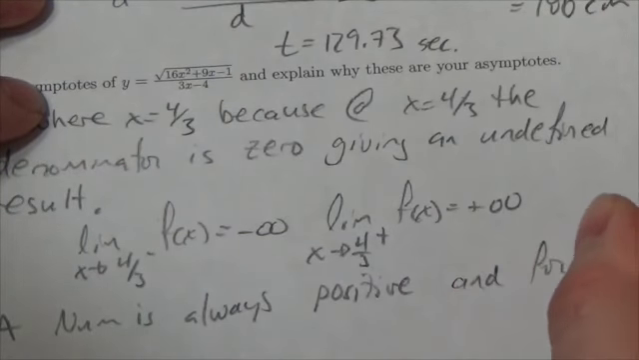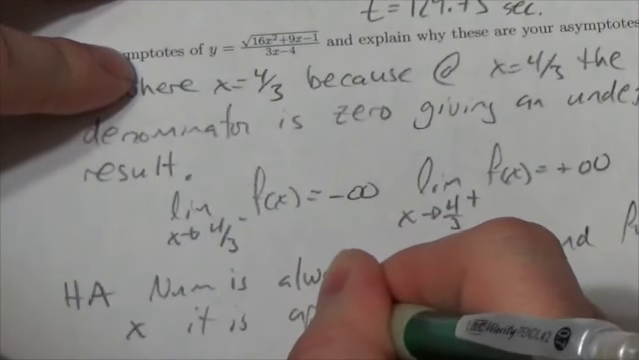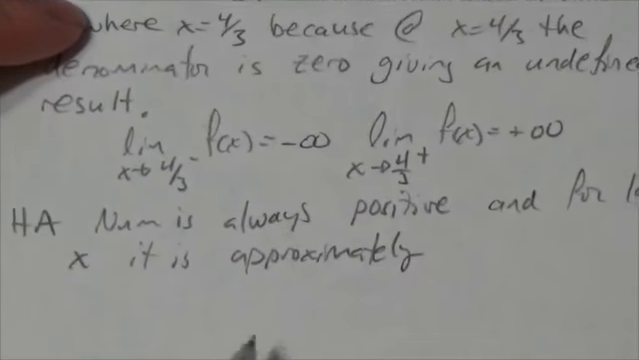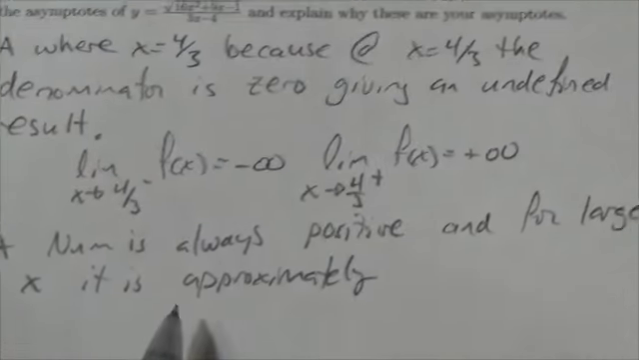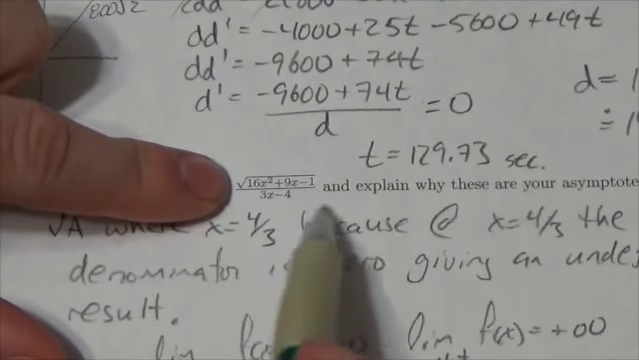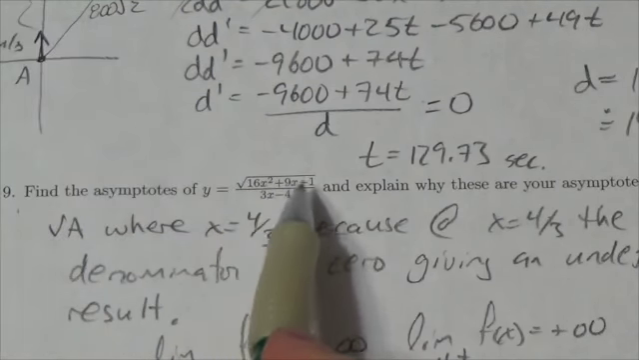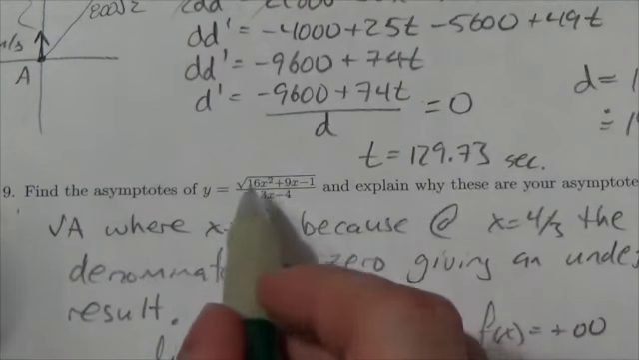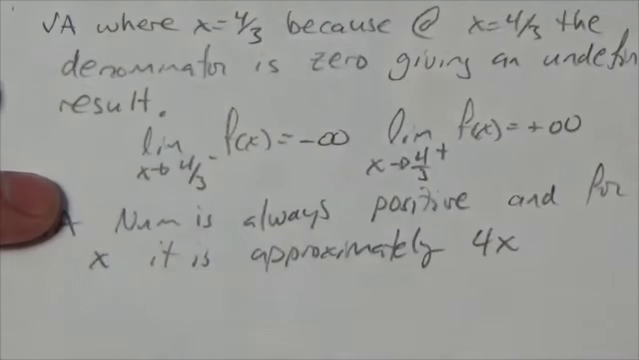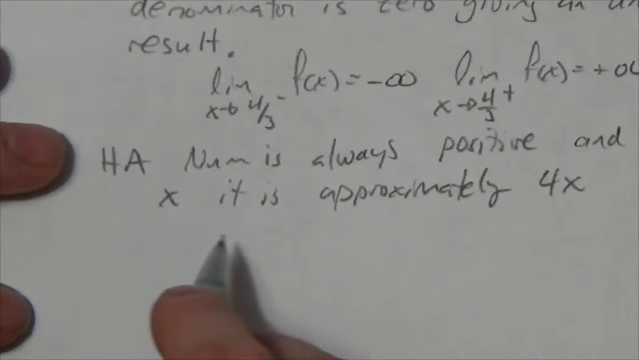And for large x, it is approximately, for very large x, in either the positive or the negative direction, if you take a look at this, underneath the square root, the 16x squared becomes the dominant term. Like this 9x minus 1, when you're talking into the billions for x, that really doesn't mean anything. So the dominant term here is the 16x squared. Under the square root, it's going to be approximately 4x.